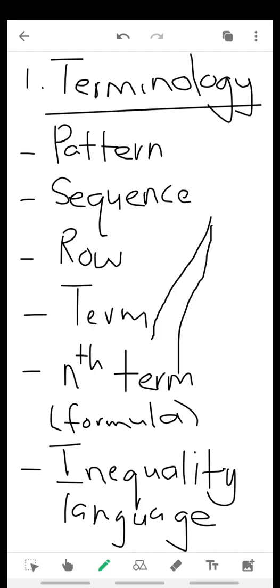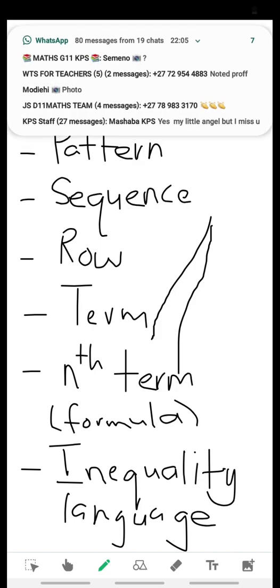In a pattern, especially where numbers are involved and they're displaying a certain characteristic, we will get what we call a sequence. A sequence comes after numbers have arranged themselves in a row. Each of the numbers that form a sequence will be called a term. If I have 2, 4, 6, 8, 10, 2 will be the first term, the term in the first position. Then the 4 will be the second term, or the term in the second position. Then the 6 will be the third term, or the term in the third position, etc.